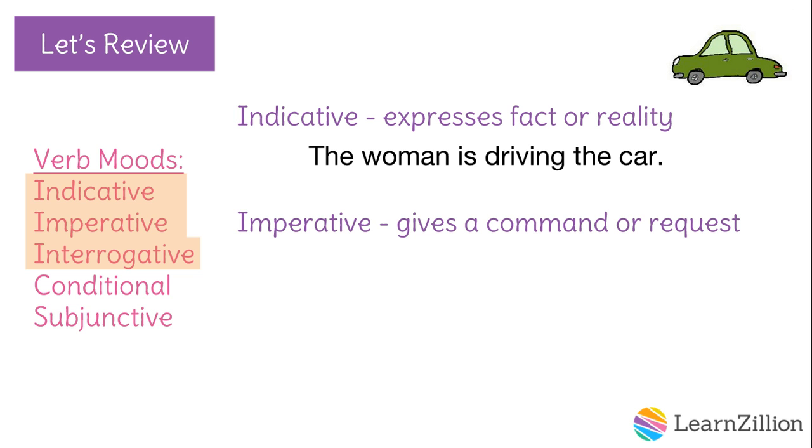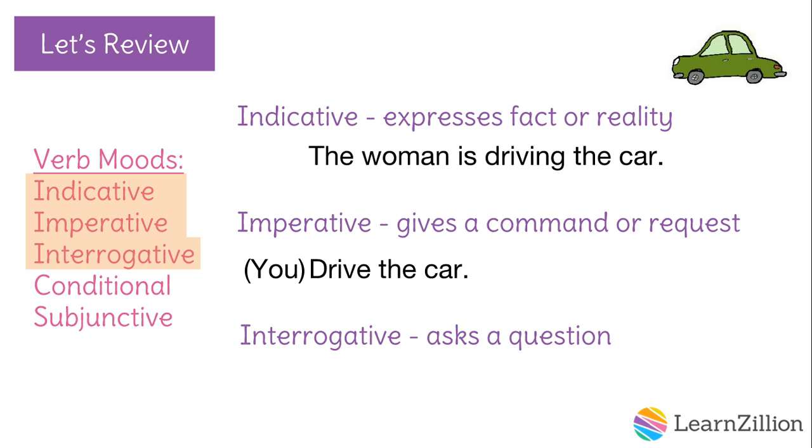Verbs can also be in the imperative mood. These verbs give a command. Drive the car is imperative. A common marker or clue for imperative verbs is that the subject is usually not stated. Most imperative verbs use the understood you as a subject. That is, the subject is you, I just don't actually say it aloud. If someone tells you to drive the car, you just understand that they're talking to you. They don't have to say it.